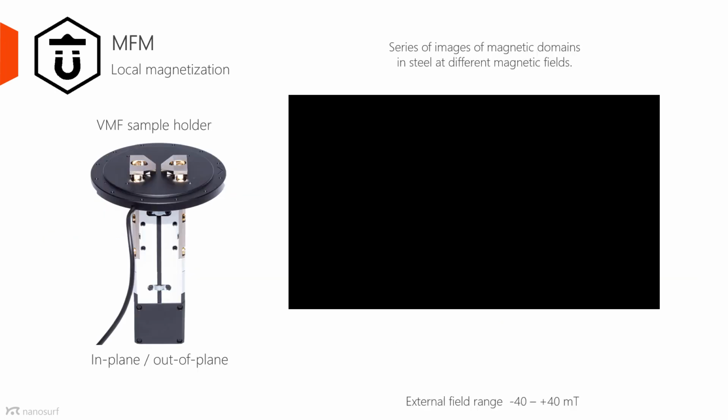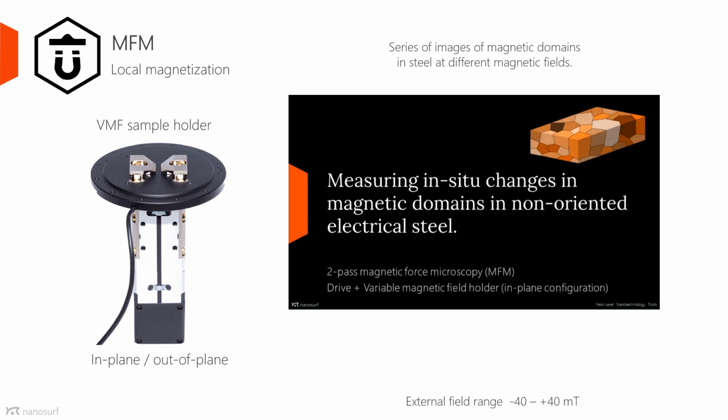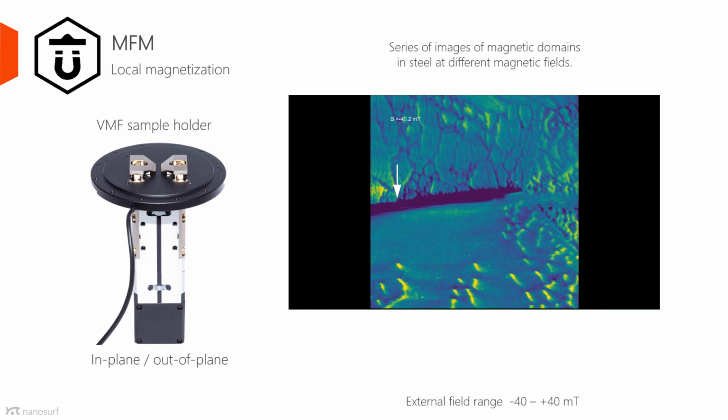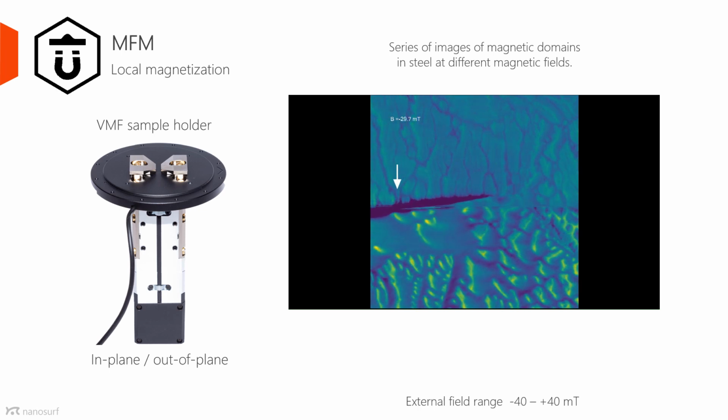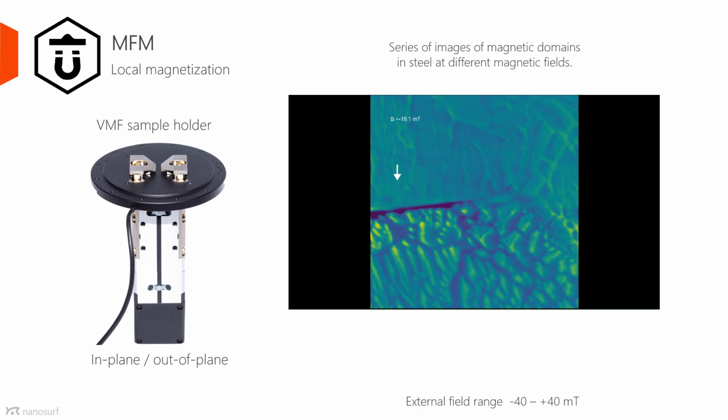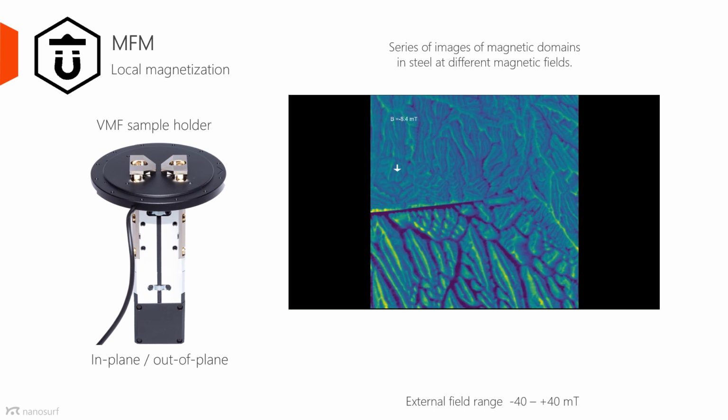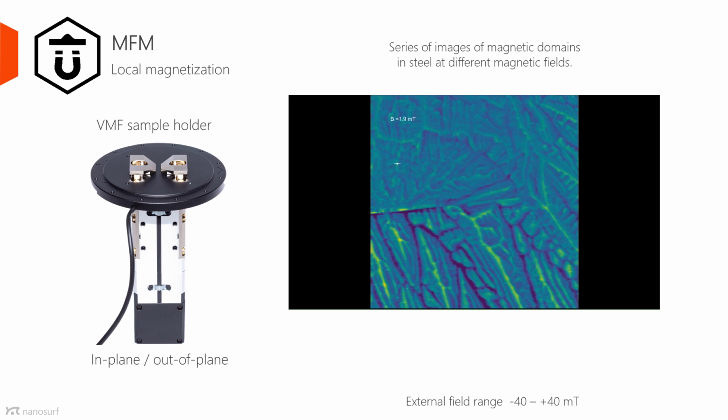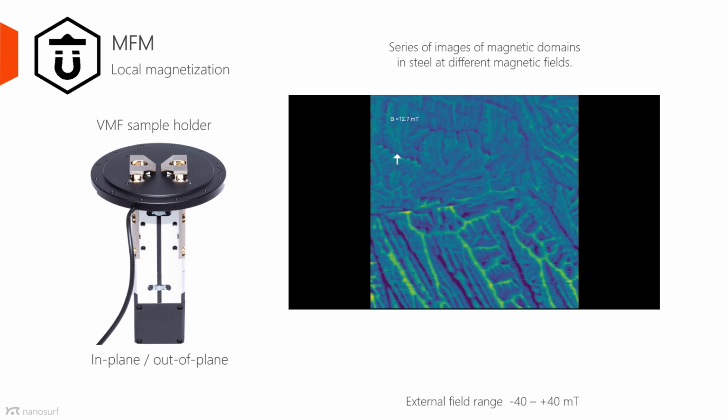Usually, experiments are interested in understanding the behavior of magnetic samples in the presence of an applied magnetic field. That's why in Nanosurf we have this option, which is a variable magnetic field holder, which can apply an in-plane or an out-of-plane field and allow us to measure magnetization at different applied fields.